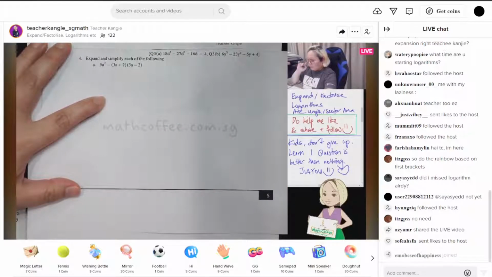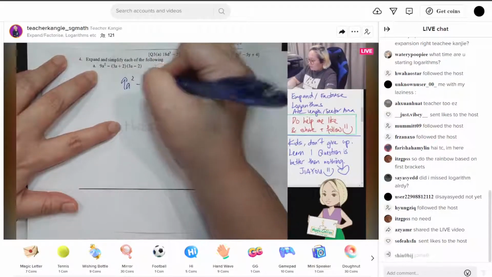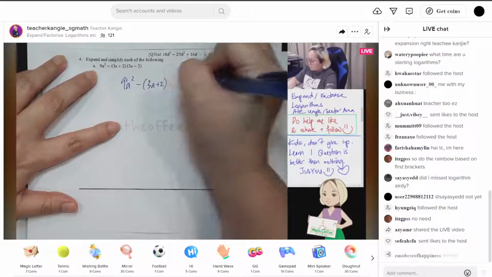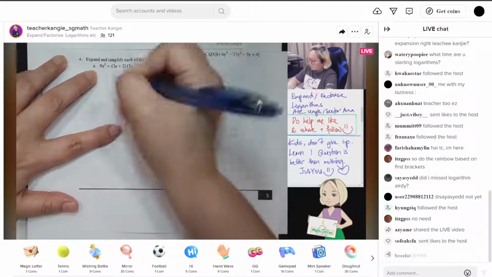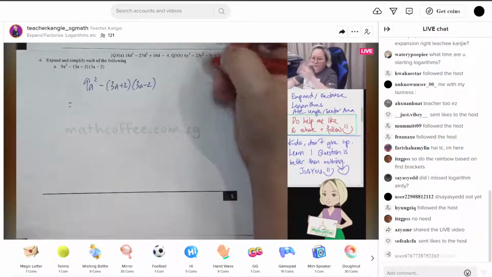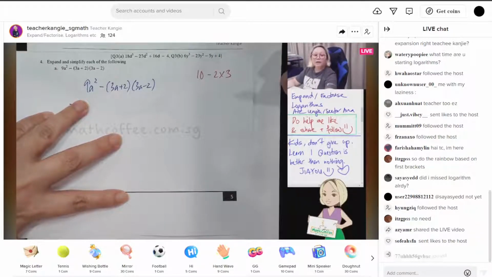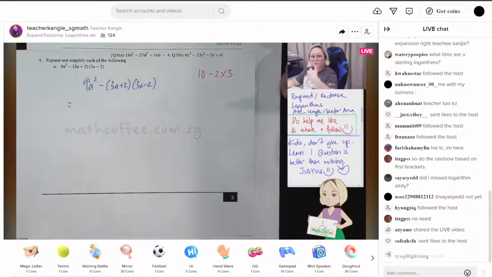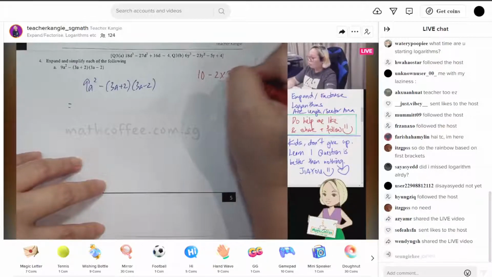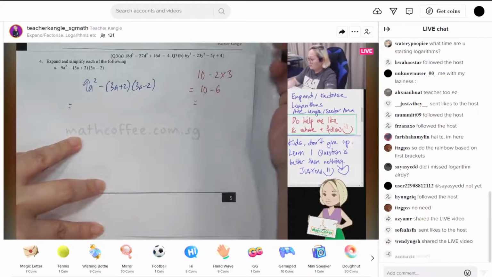Okay, look over here. This is 9a squared minus 3a plus 2 and 3a minus 2. So kids, actually this one is just like when you are doing normal numbers. If let's say I have 10 minus 2 times 3. By BODMAS rule, we know that we need to do multiplication first, right? You do 2 times 3 first. Then you know, oh, so it's 10 minus 6. Then you have 10 minus 6, which will give you 4.